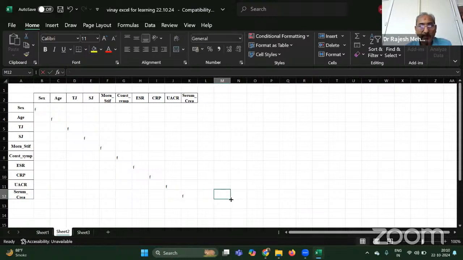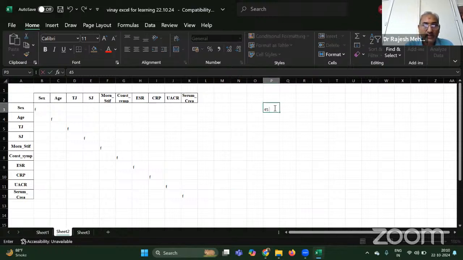So remaining 90, 45 on this side and 45 on this side. This is a mirror image. So 100 minus 10, remaining 90, 45 and 45 is the mirror image. So we have a total of 45 cells to decide whether we want to include in analysis or not. That is the first step before you start your analysis.